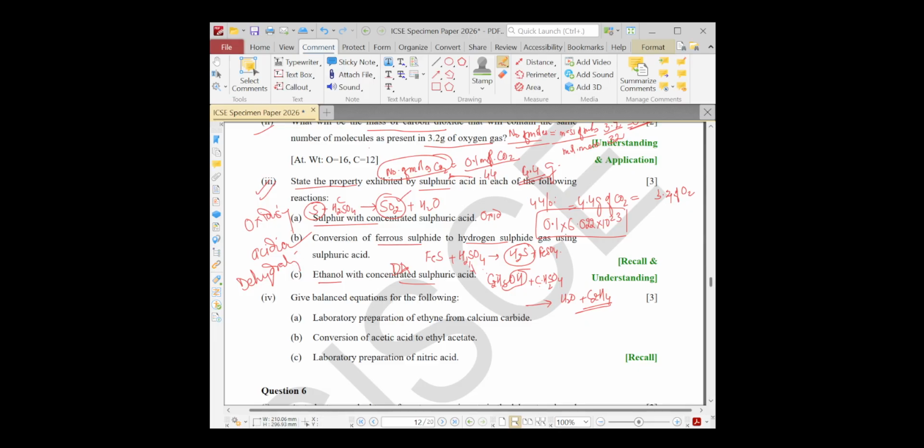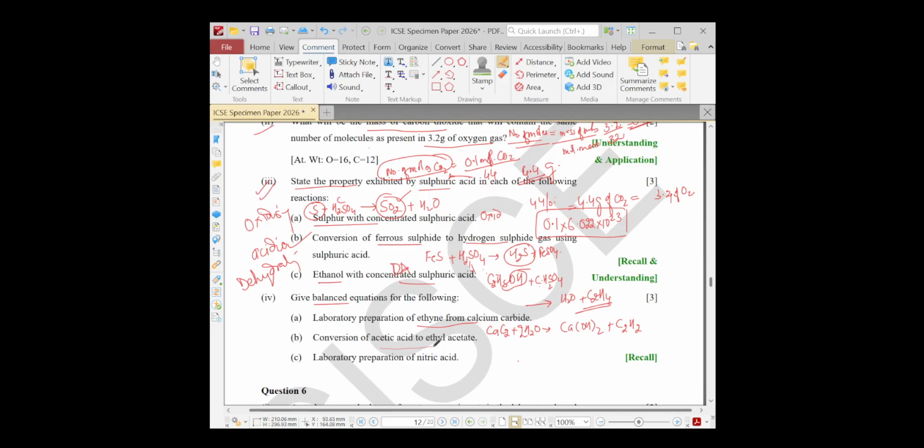Next we come to the fourth part. The fourth part says that you have to write a balanced reaction. Now children, remember it has to be balanced and complete. First is ethyne from calcium carbide. You take calcium carbide, treat this with water, and you get calcium hydroxide and ethyne gas, C2H2. To balance, it is twice water.